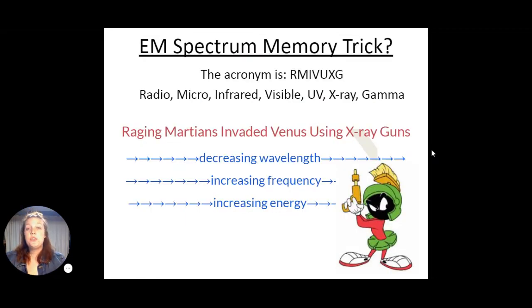So you do have to remember the order of the electromagnetic waves. So going from largest wavelength to smallest wavelength, you can use this memory trick. Raging Martians invaded Venus using X-ray guns. I know it's kind of silly, but hopefully it's a memory trick that will help you remember the order of electromagnetic waves.